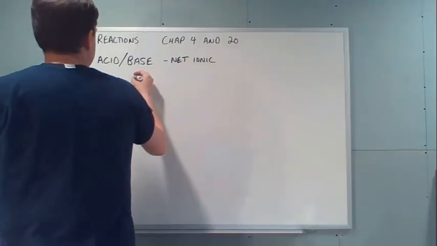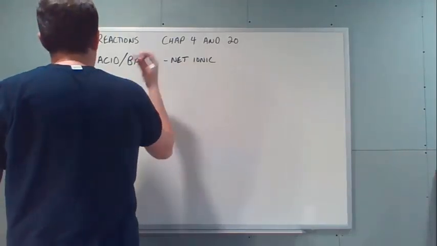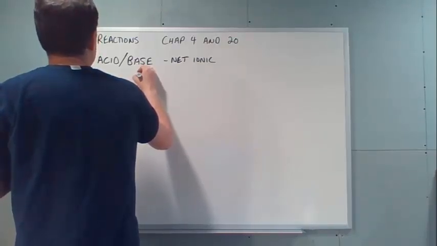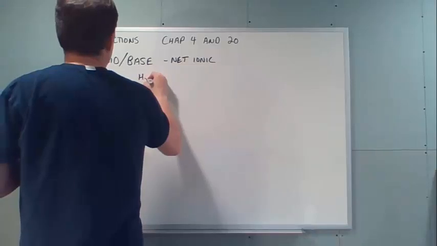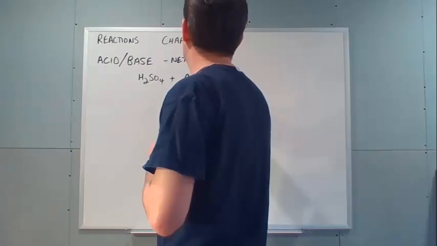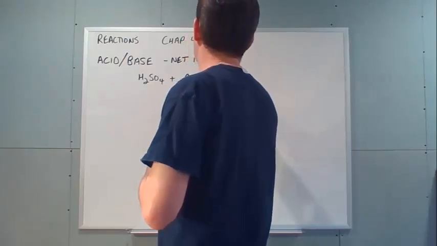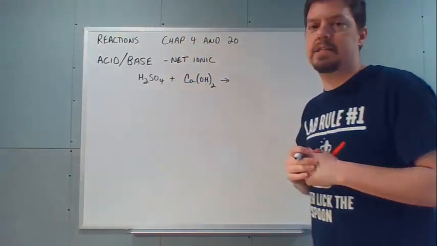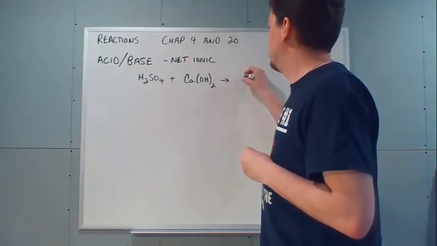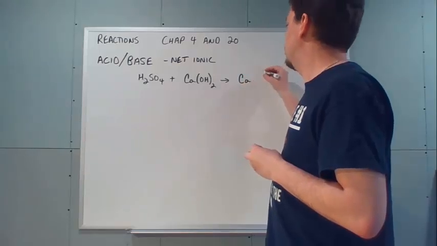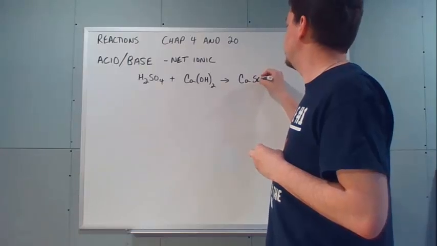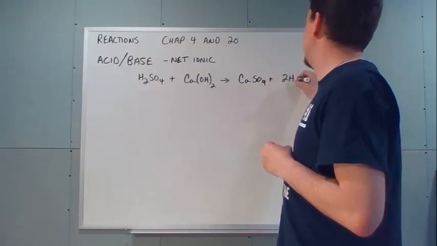So if you're dealing with the strong acid, strong base situation, like where you're going to react, I don't know, we'll put sulfuric acid plus calcium hydroxide. So you have that strong acid, strong base situation. When this happens, you're just going to end up getting your products of calcium sulfate and 2 water molecules.